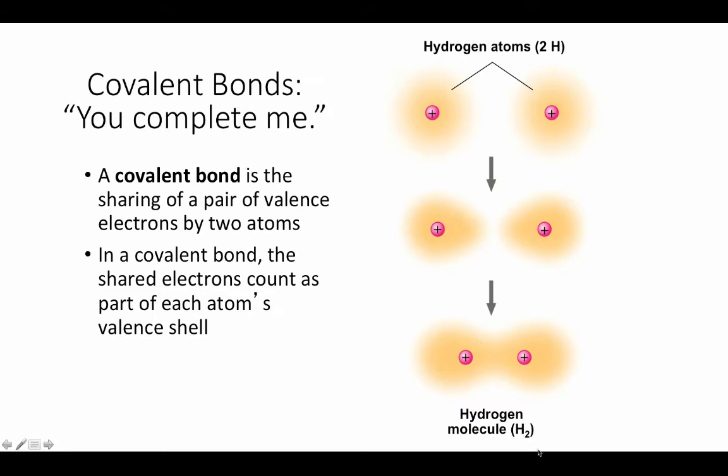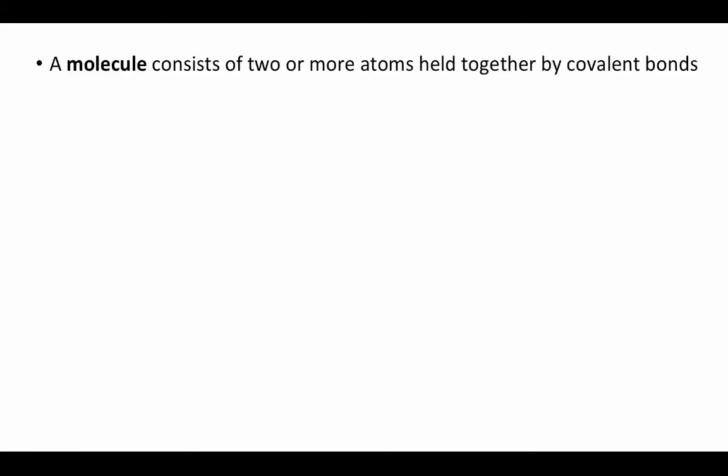So now they're still neutrally charged, a positive charge and a negative charge on this molecule, a positive charge and a negative charge on this molecule, but now they both have a completed valence shell by sharing that pair of electrons. In a covalent bond, the shared electrons count as part of each atom's valence shell. So now they're complete and more stable. This is what we call a molecule. When we say a molecule, we're talking about covalently bonded atoms: two or more atoms held together by covalent bonds, these sharing of electrons to complete the valence shells.